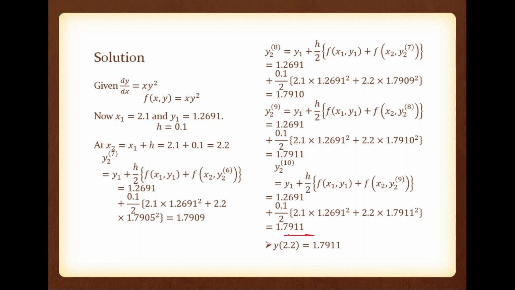So you can see that y2 of 10 and y2 of 9 are equal. Means this is the final value. So y of 2.2 is equal to 1.7911. 1.7911 is the value of y corresponding to x equal to 2.2.